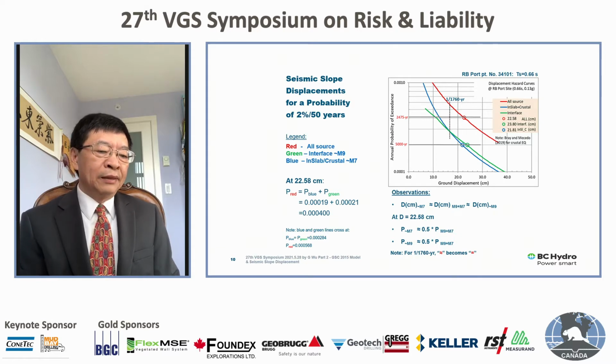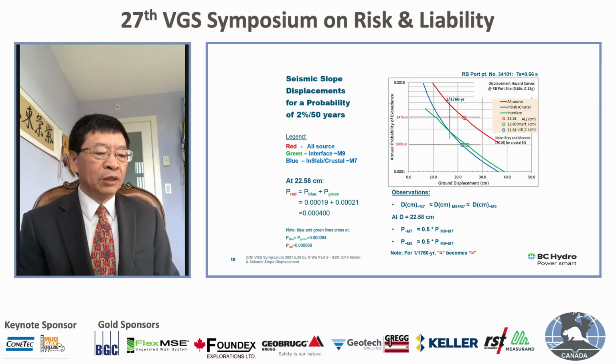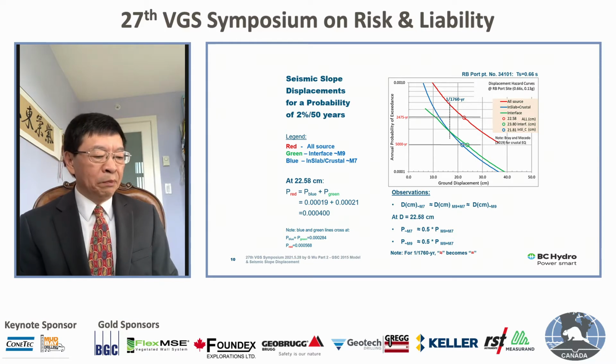So you cannot use the combined UHS in either one of the equations, but you could apply the source-specific M7 and M9 equation to each of the curves. Now the question is, how are you going to get the displacement curve or hazard curve for the combined source? So going back to the previous slide, you take the same displacement.